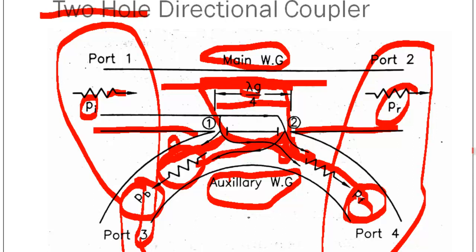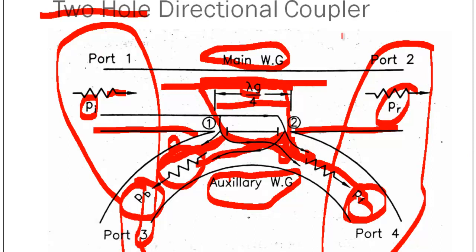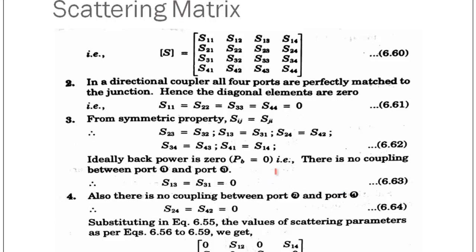So the operation of a directional coupler can be summarized or easily described by its scattering parameters. Since there are 4 ports, port 1, port 2, port 3, port 4, there will be an n cross n scattering matrix. That means if there are 4 ports, then the order of the matrix will be 4 cross 4. So the scattering matrix for this directional coupler will be 4 cross 4. This is S11, S12, S13, S14, S21, S22, S23, S24, S31, S32, S33, S34, S41, S42, S43 and S44, right?